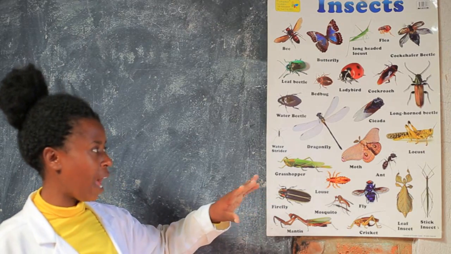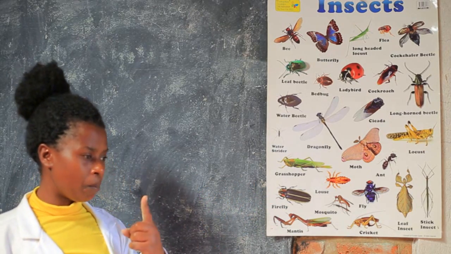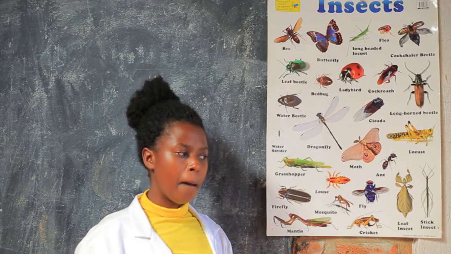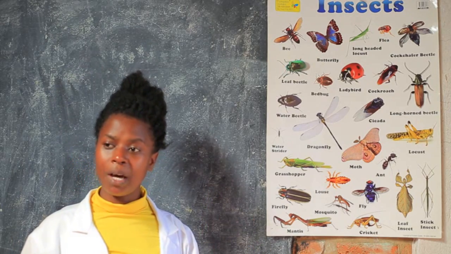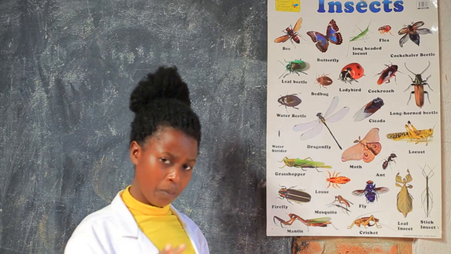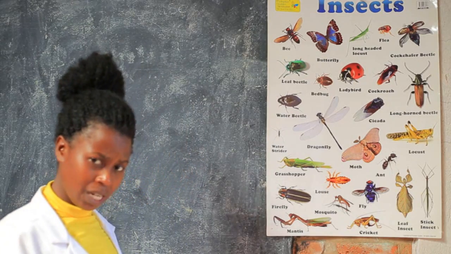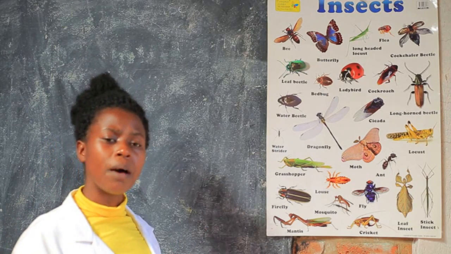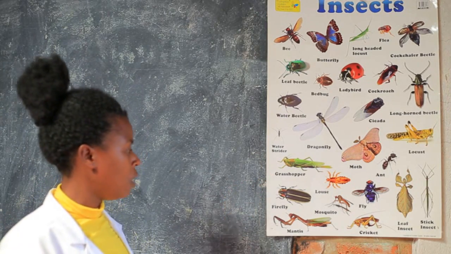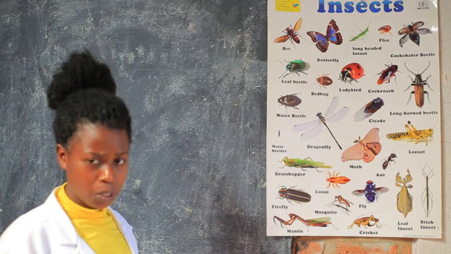Most of these stay around the environment. Most of them you can see around the banana plantations and around the plants that we plant in our gardens. Some stay in water, others under the soil, and others you can find even in our houses. They come in, like these mosquitoes. Mosquitoes also come into our houses.